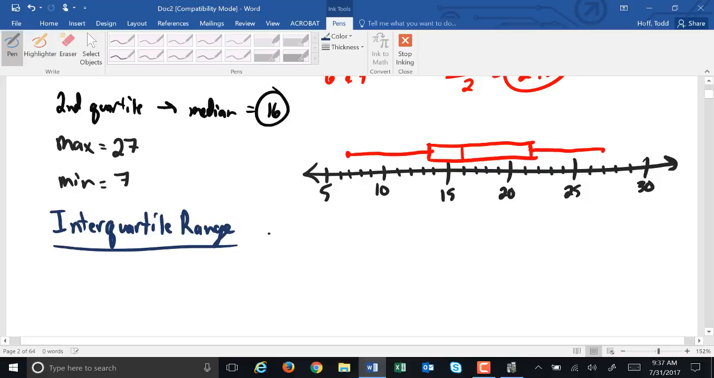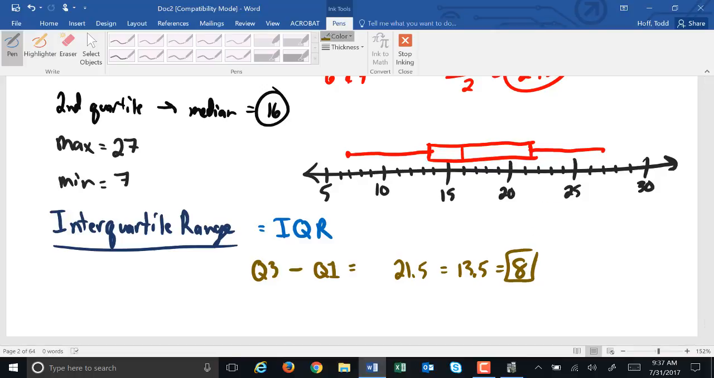And that'll be the last time you ever see me write that whole phrase out, because I'll refer to it as the IQR. The interquartile range is the difference of the third quartile minus the first quartile. So for this data set, that's 21.5 minus 13.5, which is an interquartile range of 8.